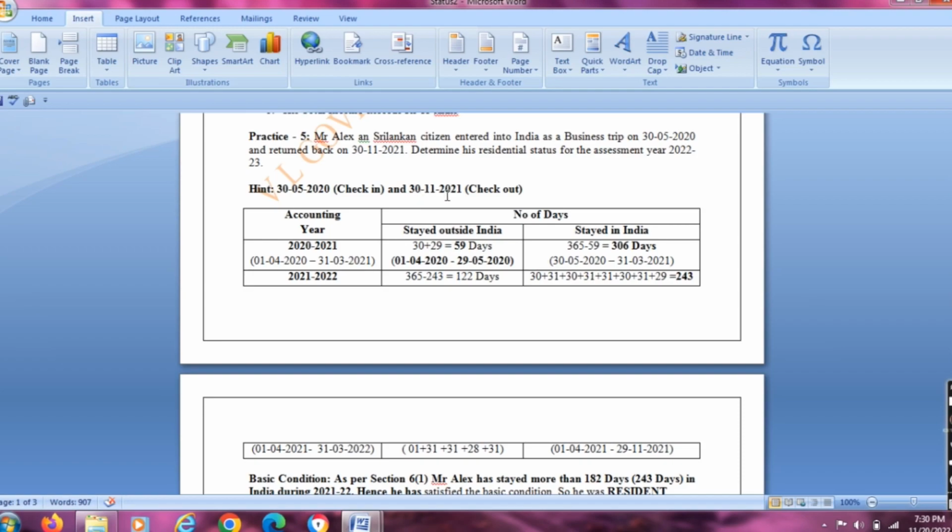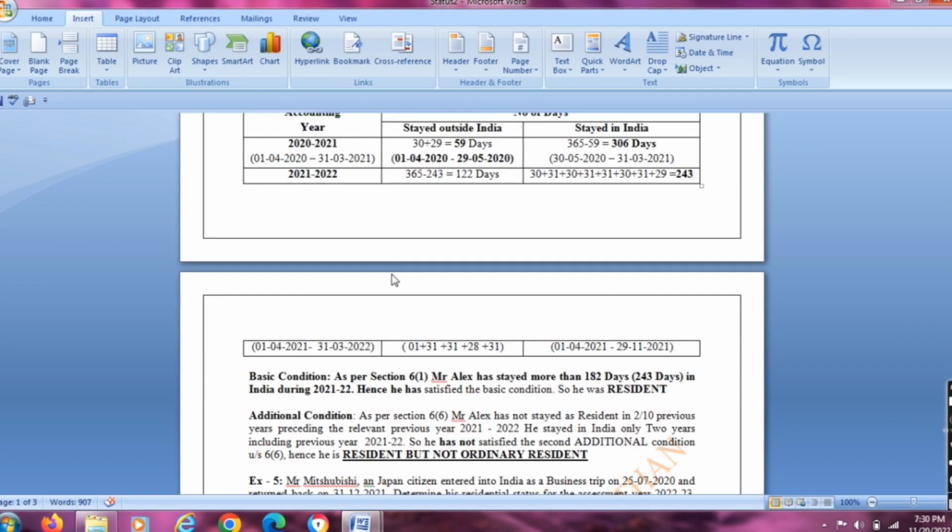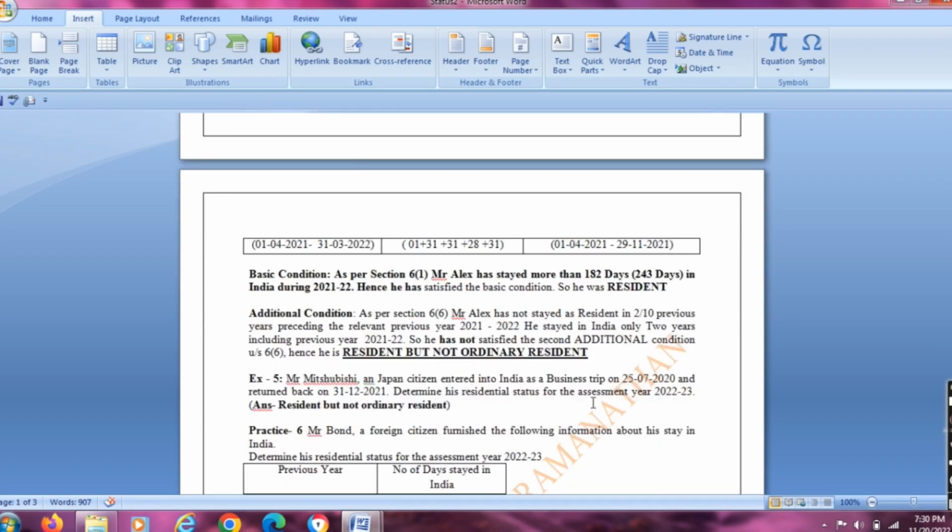As per section 6 subsection 1, Alex has stayed more than 182 days, that means 243 days in India during 21-22. Hence, he has satisfied the basic condition, so he was resident. If resident, we can go for the additional condition. As per section 6 subsection 6, Alex has not stayed as resident in 2 out of 10 previous years preceding the relevant previous year 21-22.